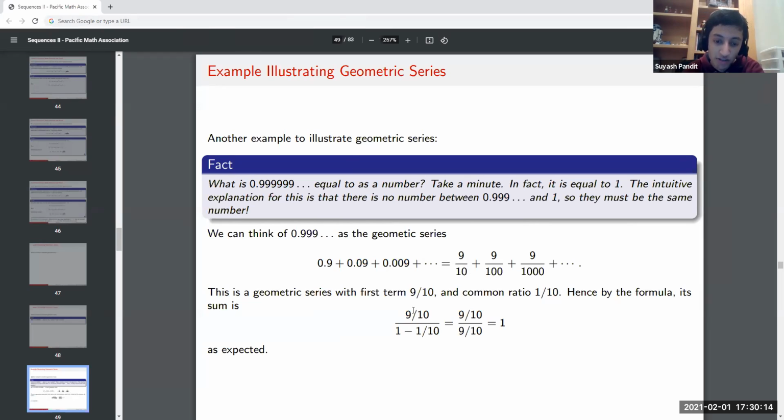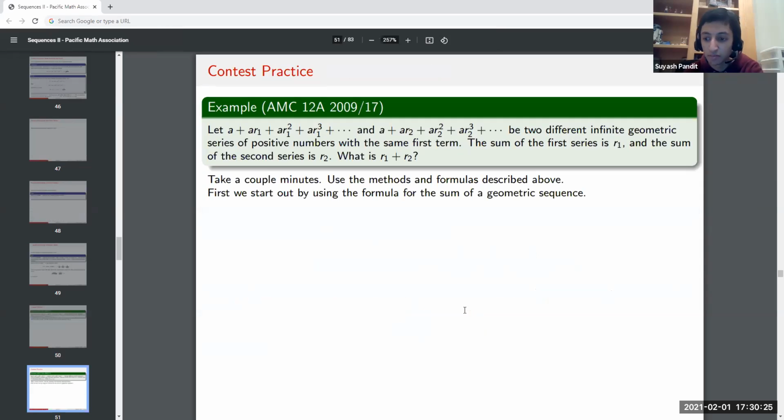So it would be 9/10 over 1 minus 1/10. That's equal to 9/10 over 9/10, which is equal to 1, just what we expected. That's another proof to illustrate this. All right, David, it looks like you're back, so I'll let you take this.